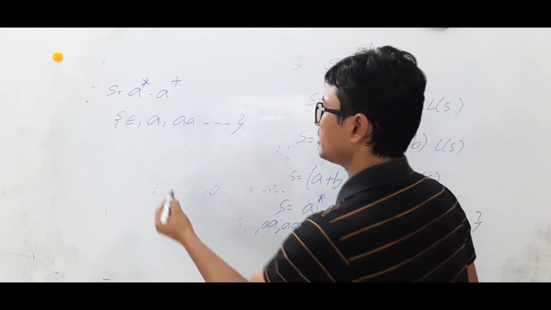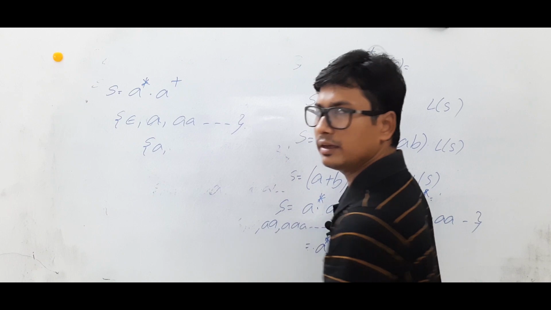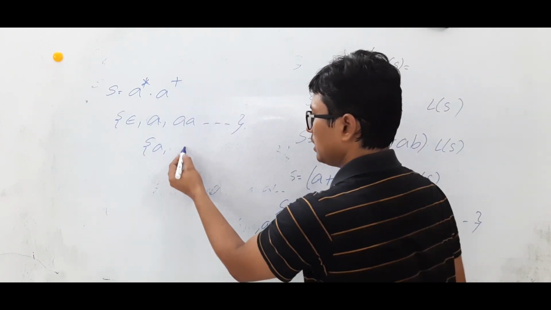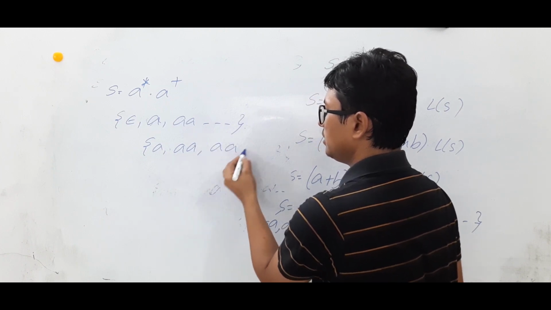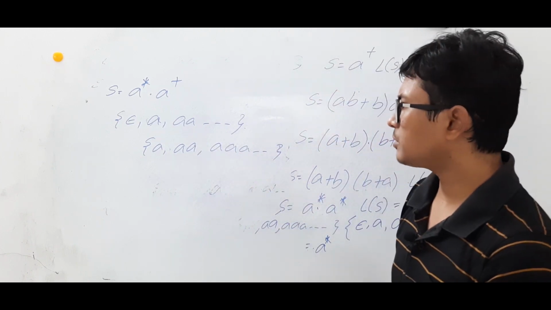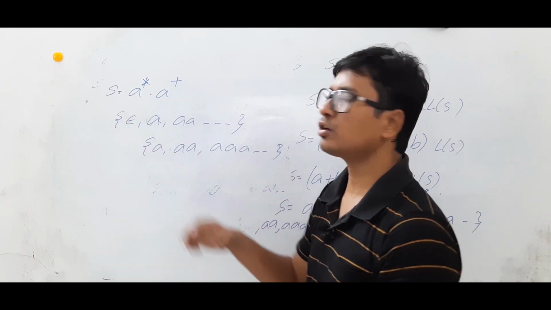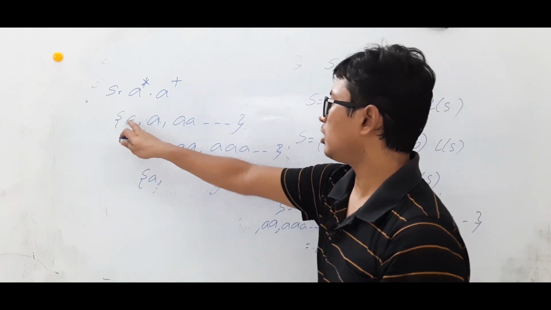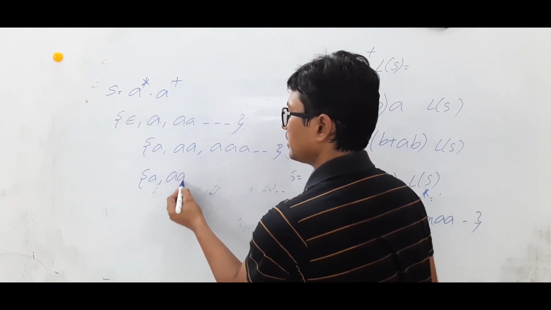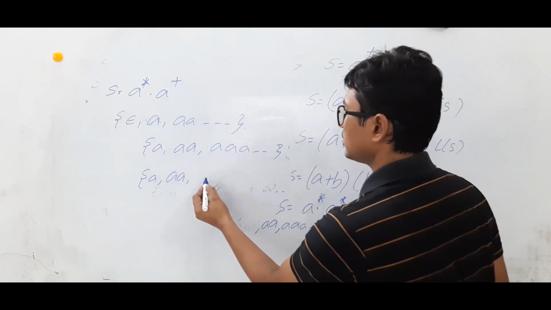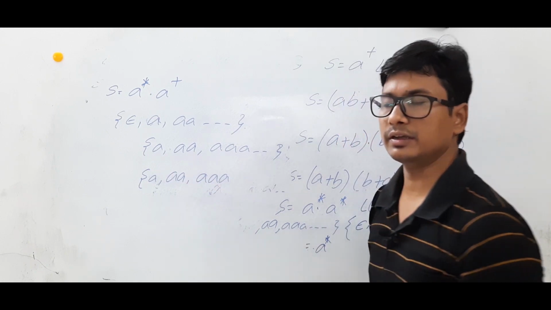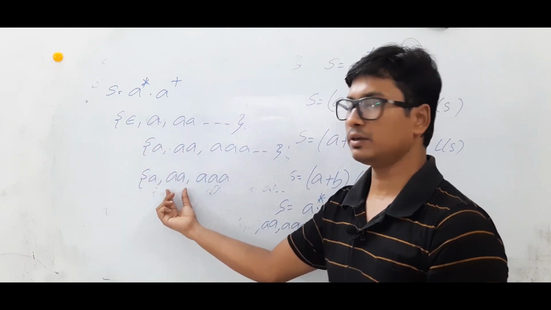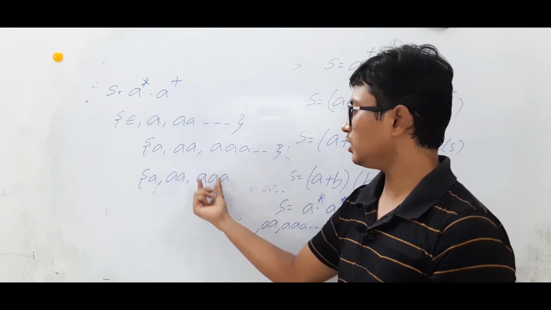If I concatenate with them using A plus, because A plus means the minimum string length is 1, length 2, length 3, and so on you will have. Now just perform the concatenation. Epsilon concatenated with A, what will you get? You will get A. Epsilon concatenated with A, you will get A. Like that you will get. Now if you see again, A concatenated with A, you will get 2 A's. A concatenated with A, you will get 3 A's.